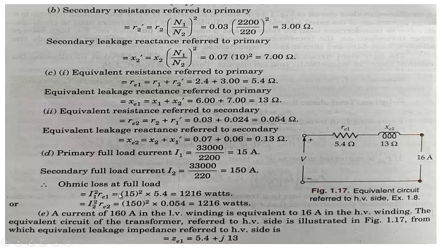So Ohm's law at full load on the primary side, or we can say we can calculate it on the equivalent circuit. You can see we have the equivalent resistance on the primary side, that's 5.4, and we have the current when we refer it to the high voltage winding or primary side. It is 15 square into 5.4, that is 1215 watts. Or we can do it the other way around: referred to the secondary side, we multiply the current square by the total resistance referred to the secondary side, that's 0.054. We'll again get the same value.